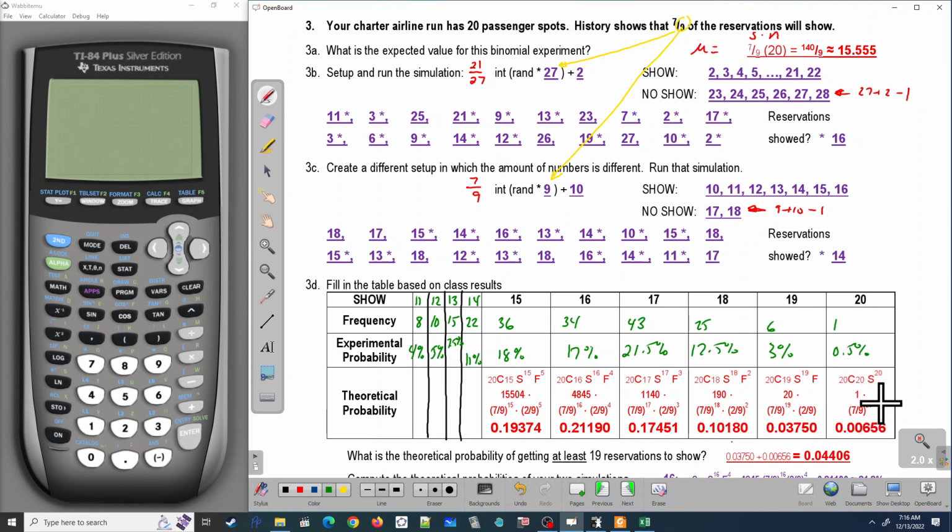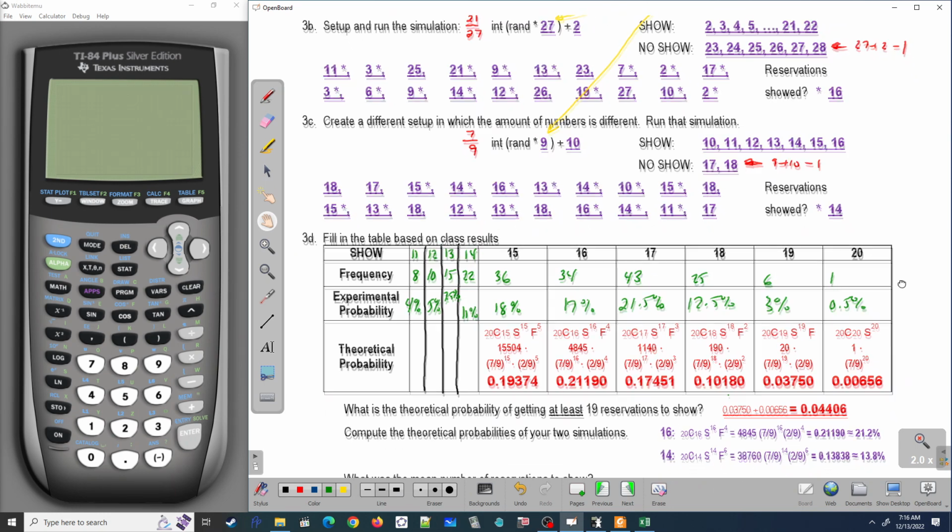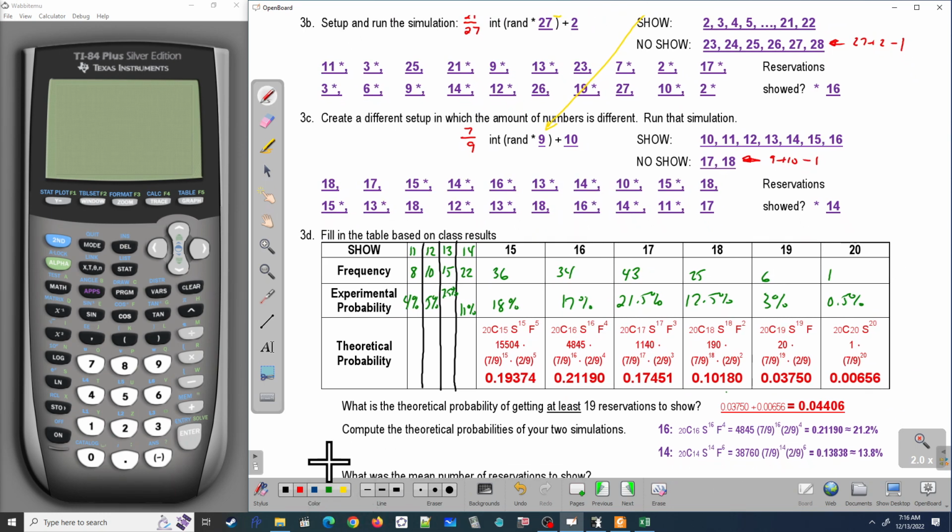So really, when I'm doing 200 simulations, getting all 20 seats filled with that low of a probability of them showing up is pretty difficult. And so down here, I asked for the theoretical probability of getting at least 19 reservations to show. This is where I took the probability of 19 and added the probability of 20 to come up with 0.04406. So I took these two numbers right here and added them together.